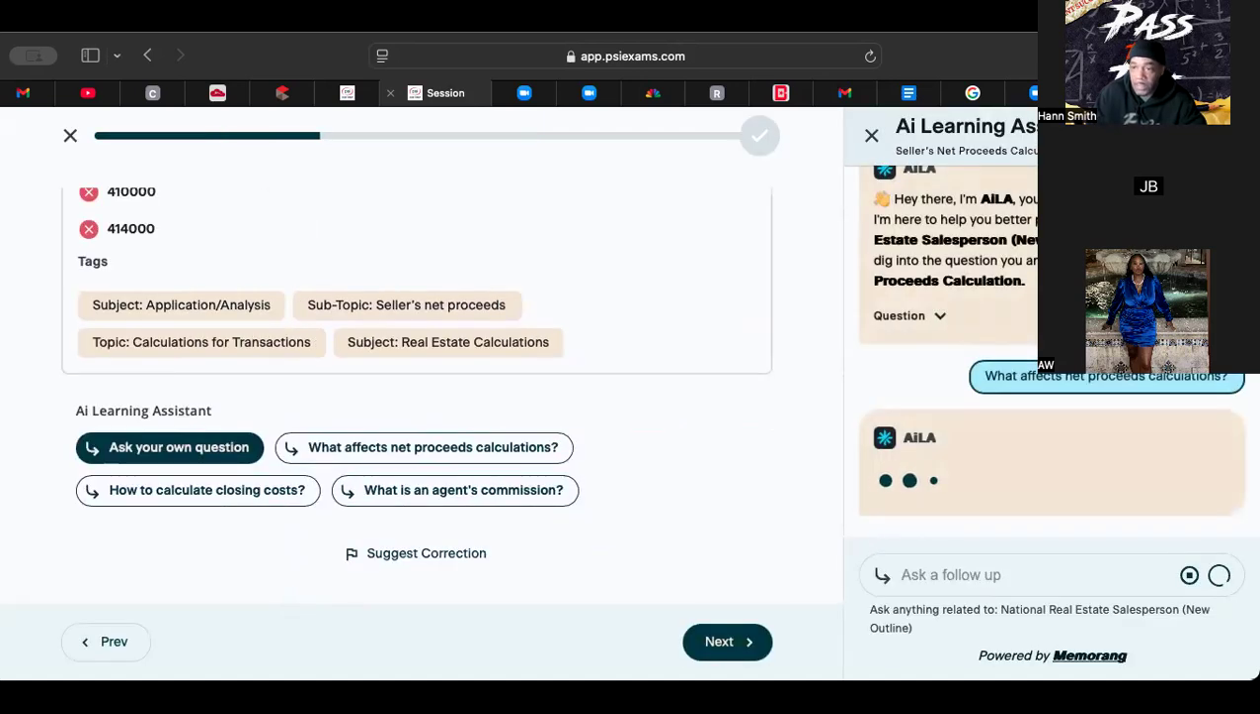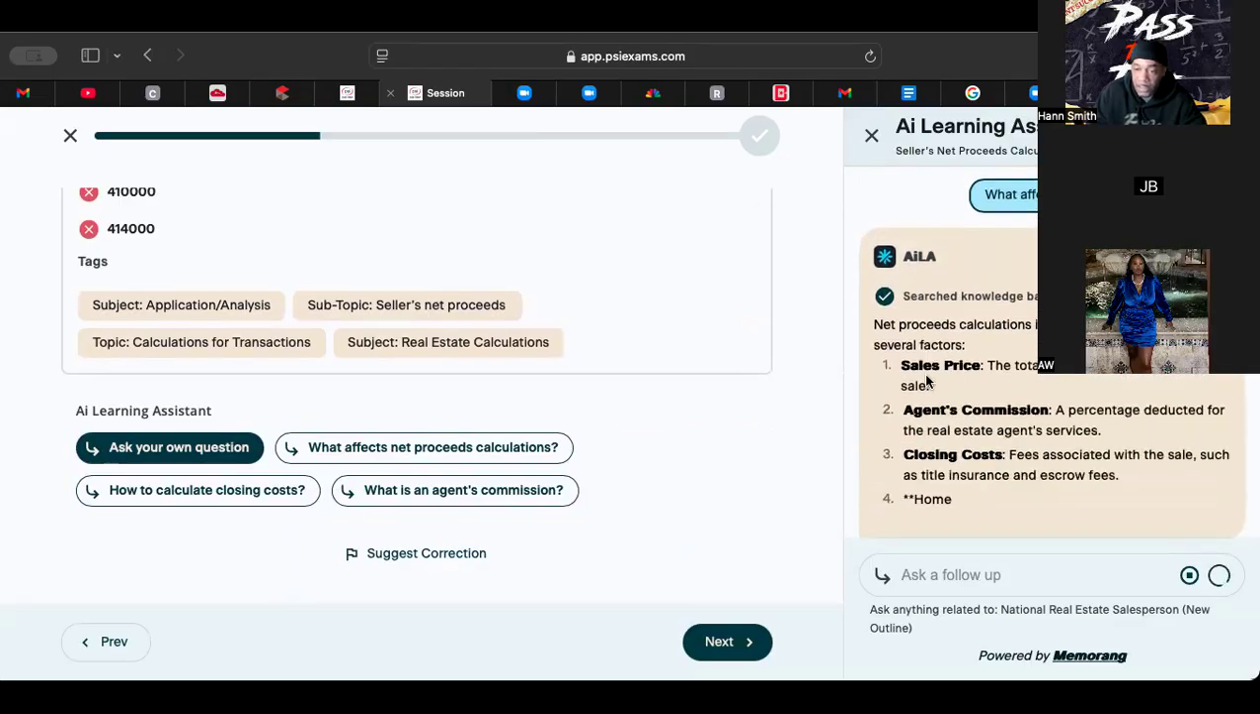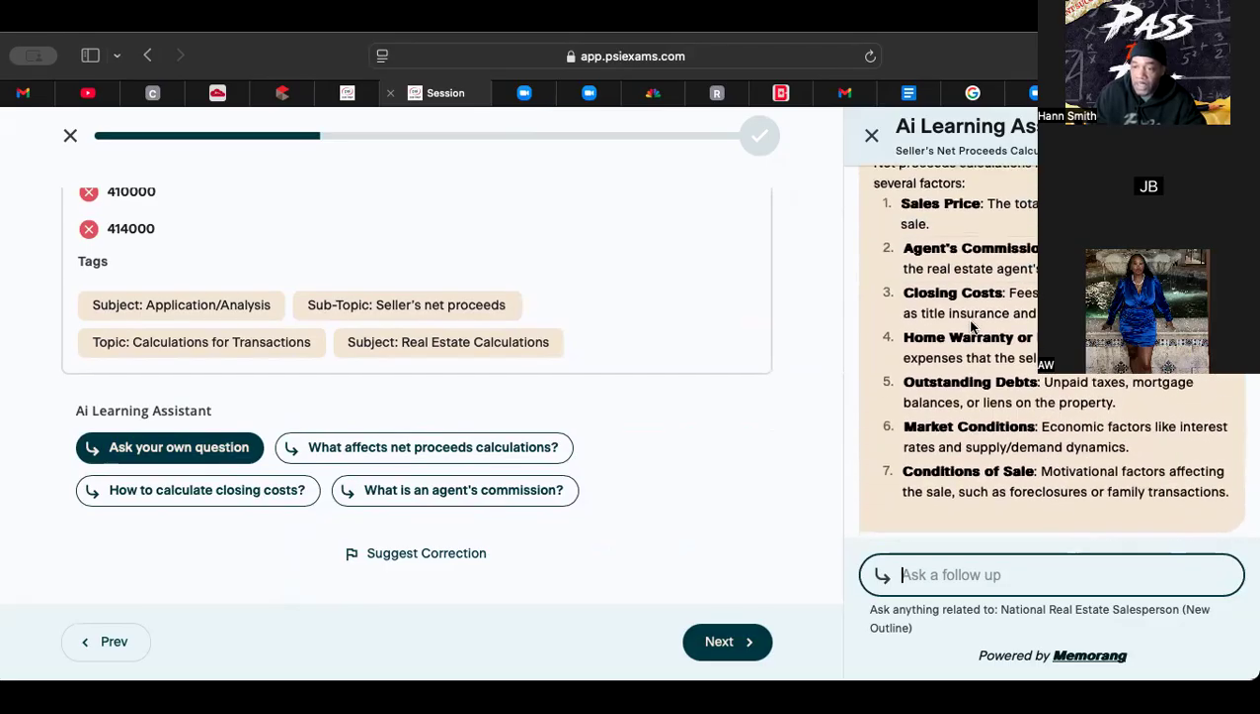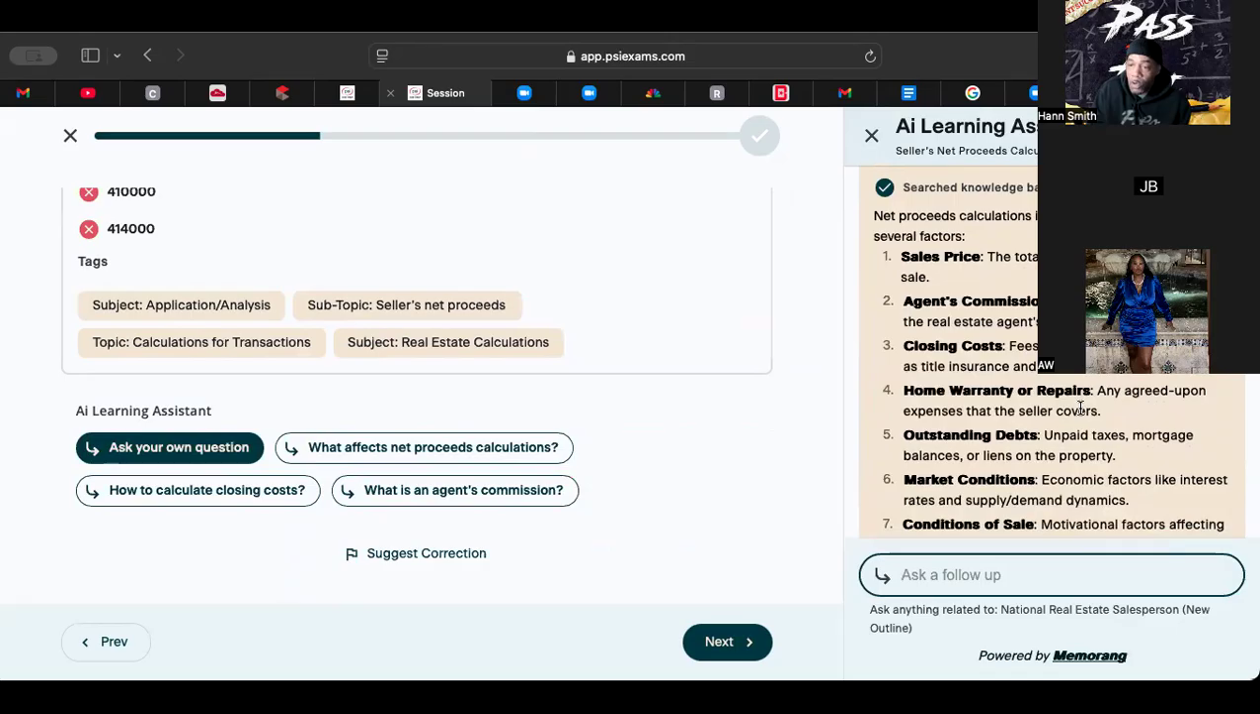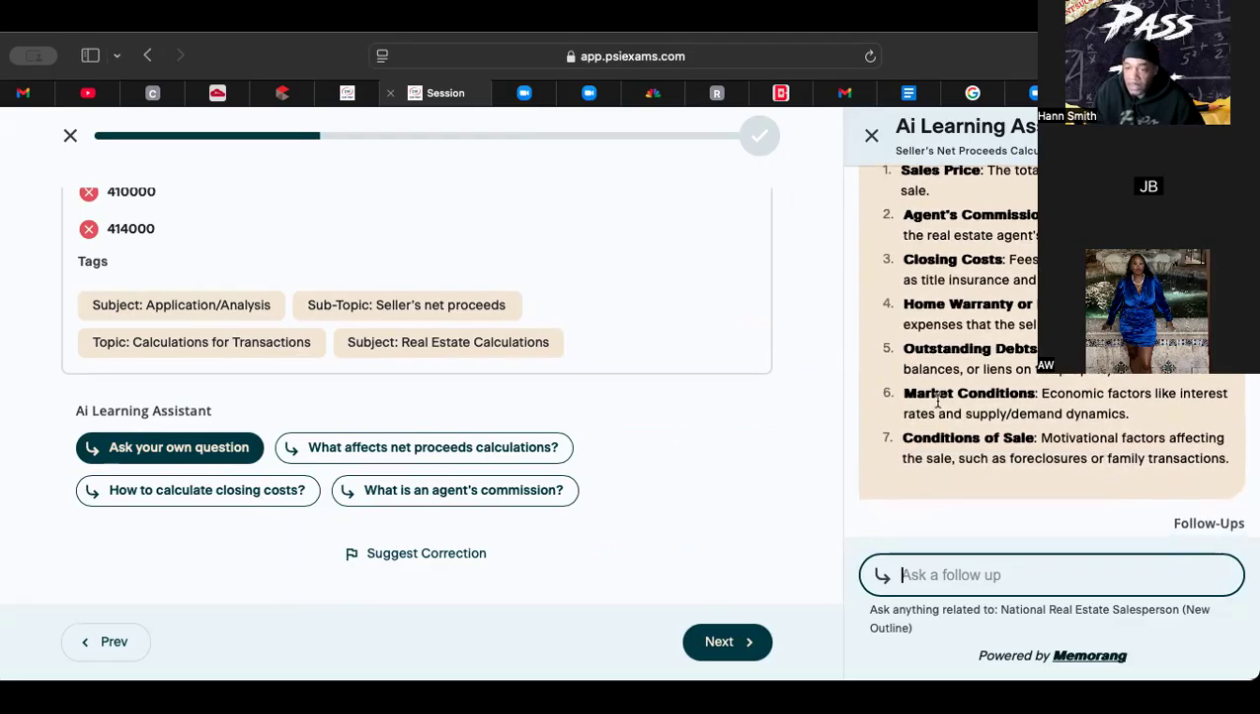Let's go over here and see what they say about this. The question is, what affects seller's net proceeds calculations? Here are some of the things that affect that. The agent's commission and closing costs. So what's the agent's commission? The percentage deducted for the real estate agent's service. Closing costs, fees associated with the sale, such as title insurance and escrow fees. Home warranty or repairs, agreed upon expenses that the seller covers. Outstanding debt, unpaid taxes, mortgage balances, liens on the property. Market conditions, factors like interest rates and stuff like that.